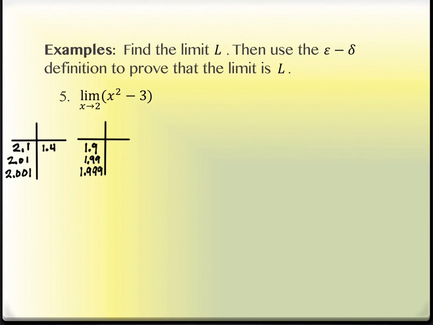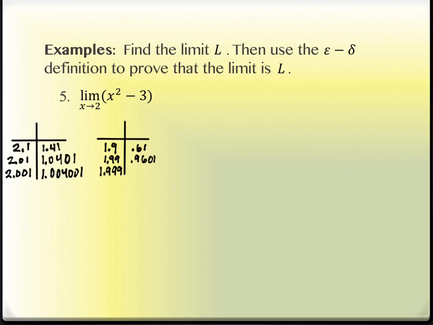So I have 1.41, 1.0401, and then 1.004001, and then 0.61, 0.9601, and 0.99601.